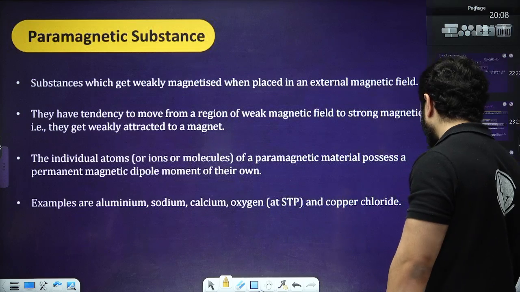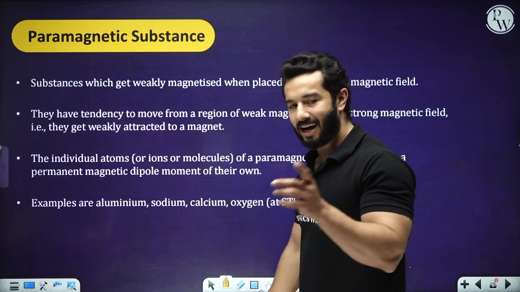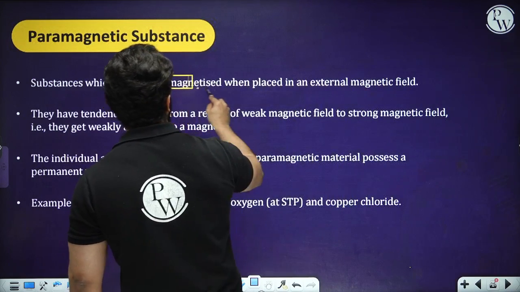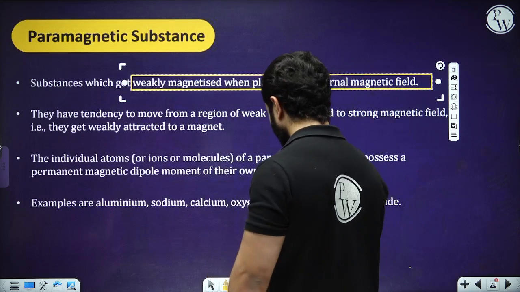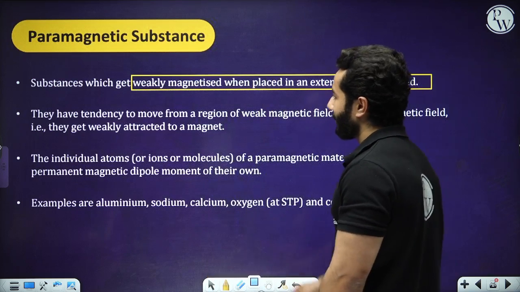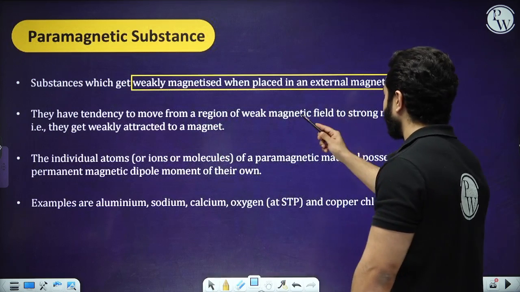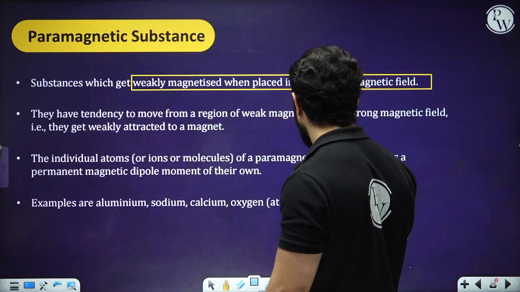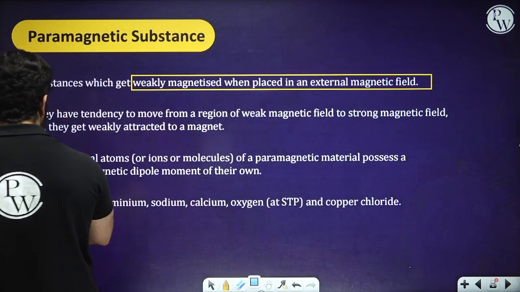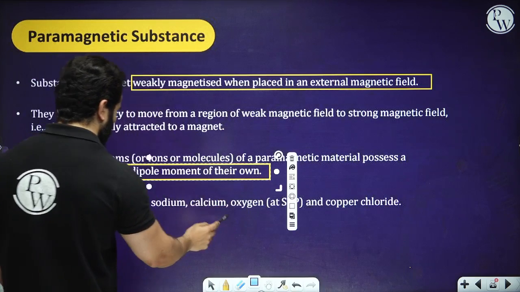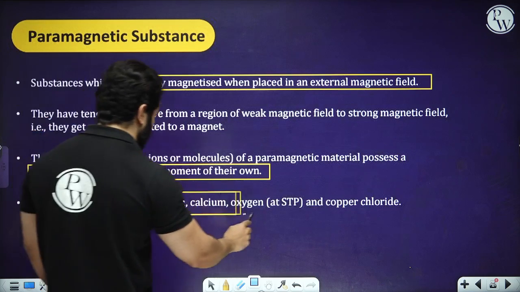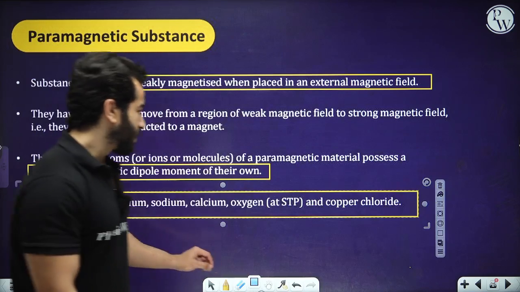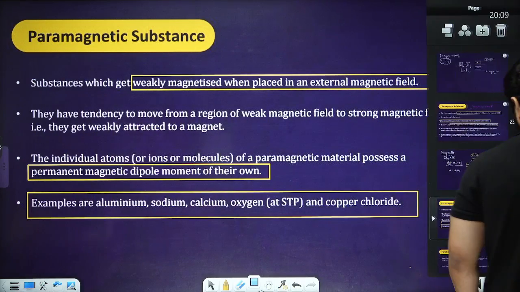But coming back to paramagnetic, now you know that paramagnetic materials are going to be attracted, but the thing is, they attract the magnetic field weakly, right? They have a tendency to move from weak magnetic field to strong magnetic field. They get weakly attracted. The individual atoms possess a permanent magnetic moment. And again, examples are very important: aluminium, sodium, calcium, oxygen, and copper chloride, right? So please remember the examples over here as well.